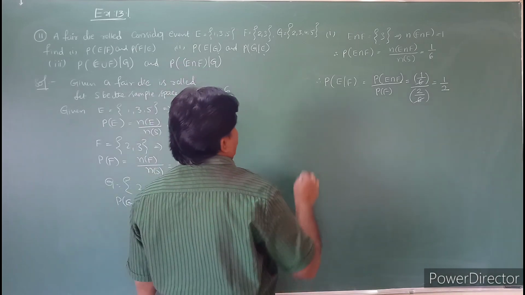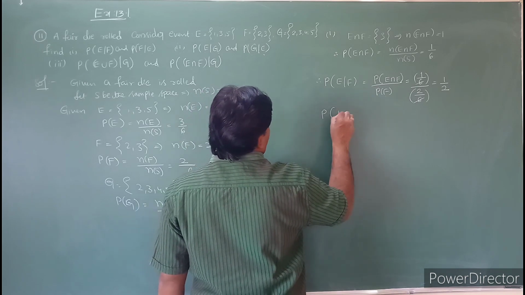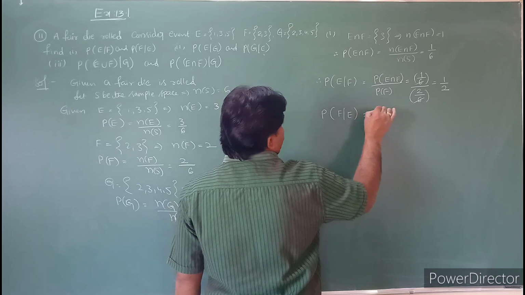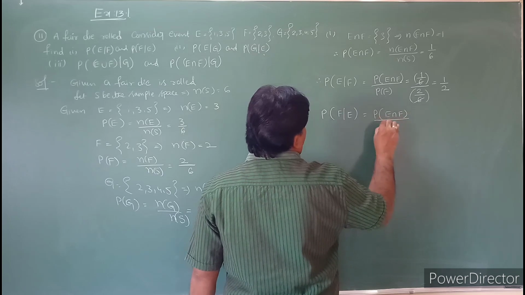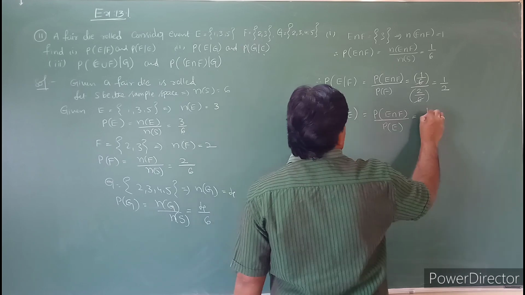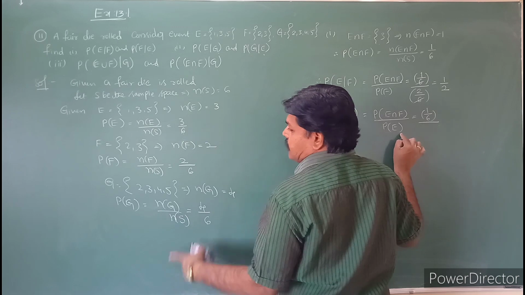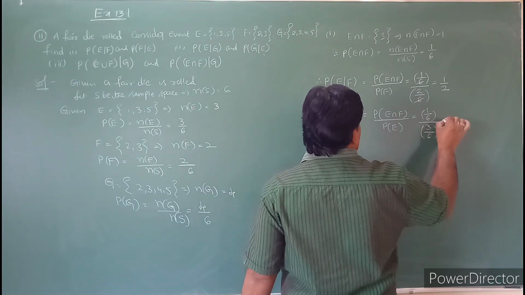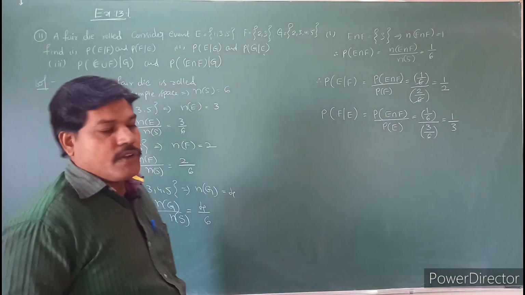See, the next one is: what is the probability of F given E? Probability of F given E is the probability of E intersection F divided by the probability of E. You have already calculated the probability of E intersection F, that value is 1 by 6, divided by the probability of E. The probability of E is 3 by 6, so it becomes 1 by 3. So that is the conditional probability you have to calculate.